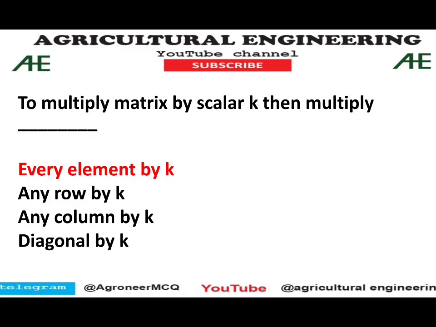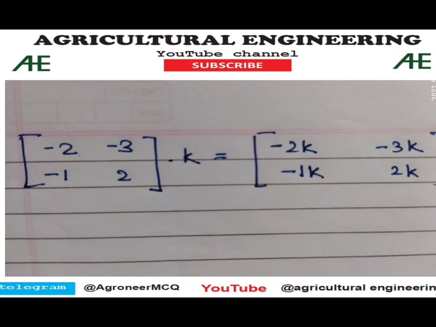To multiply a matrix by scalar k, multiply every element by k. If we have one matrix, minus 2, minus 3, minus 1 and 2, and we multiply it by scalar k, then we have to multiply each element by scalar k.